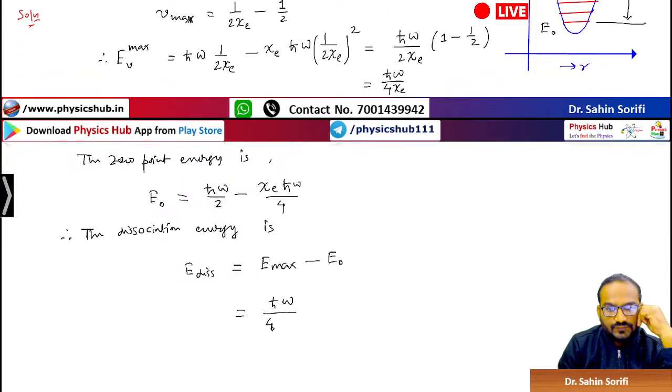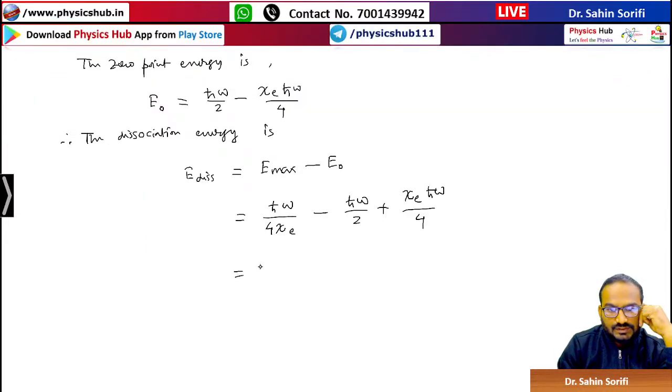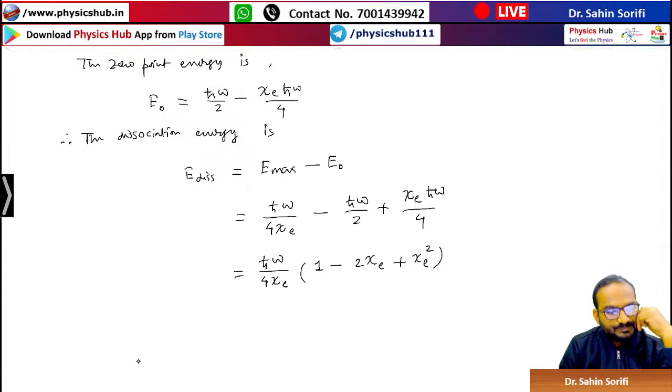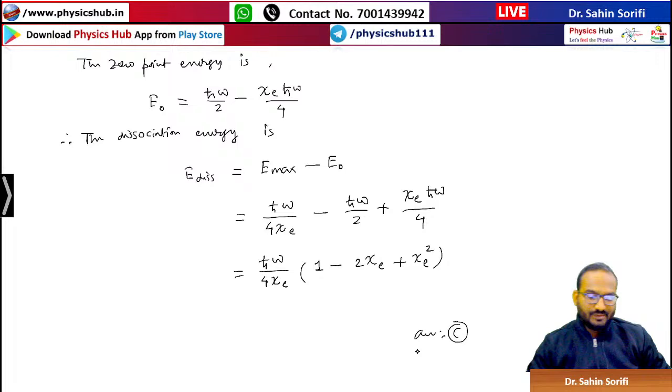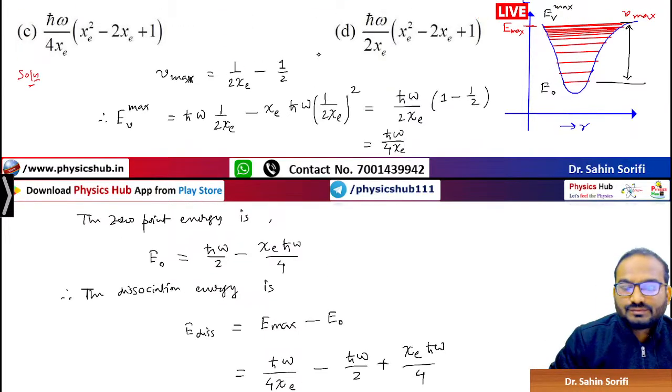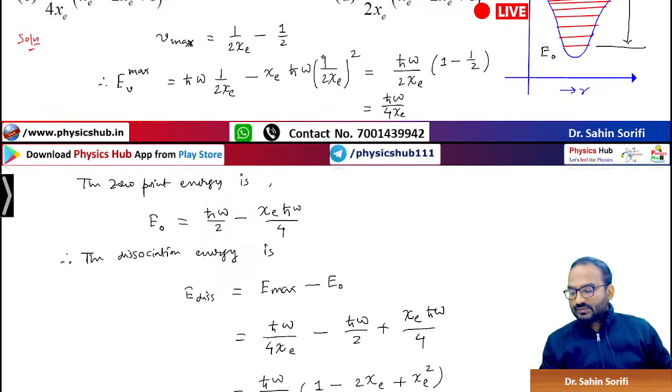ħω/4χe minus ħω/2 plus χe ħω/4. If we take ħω/4χe common, you get 1 minus 2χe plus χe. Is it clear, guys, why C is the answer, not A? Because this is a harmonic oscillator, and for a harmonic oscillator the zero point energy is not 0.